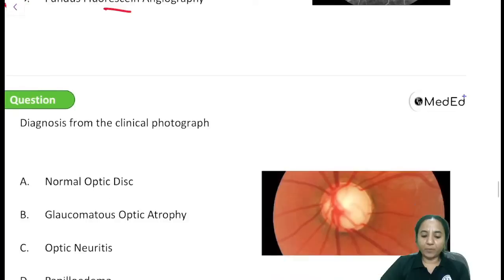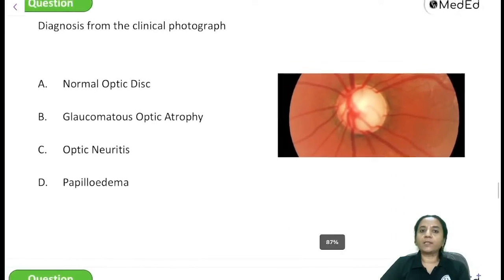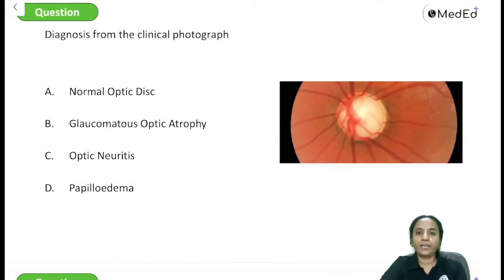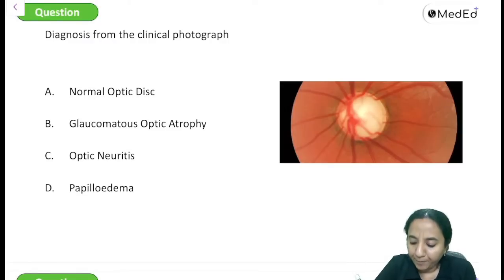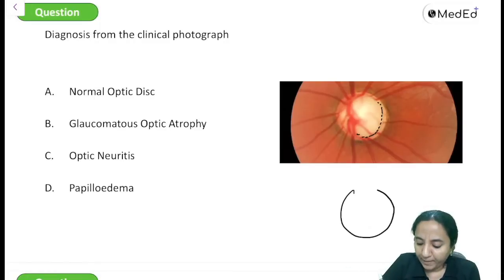Chalo, next question. What is the diagnosis from this clinical photograph? You can all make out this is an optic disc. But what is the problem with this optic disc? Look at the cup, the size of the cup. You see that the cup is so big. Normally, if this is the optic disc, this will be the cup, and you see the blood vessels like this.